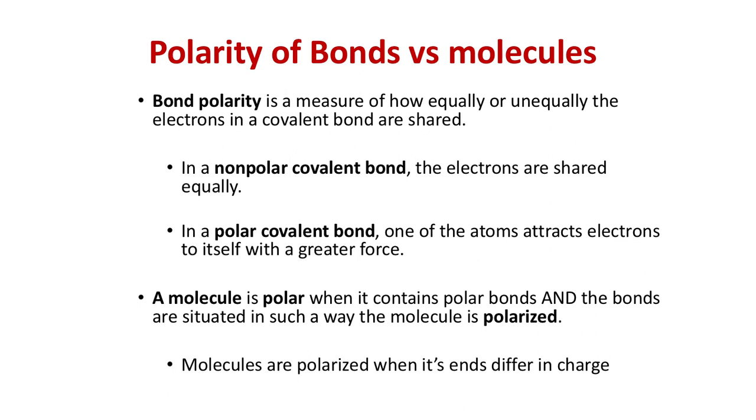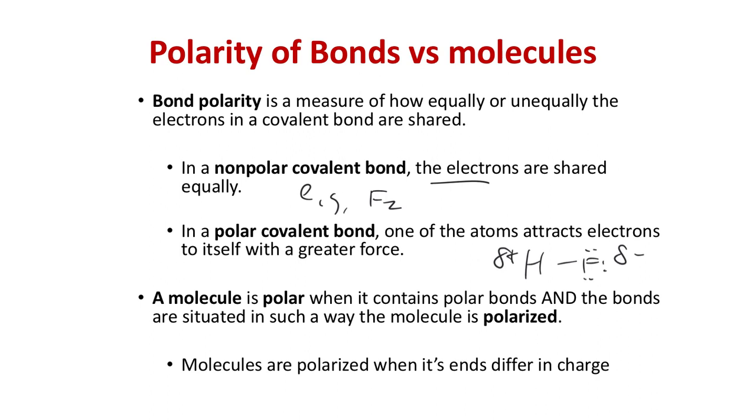This is from chapter 8. In nonpolar covalent bonds, the electrons are shared equally, like F2. And in polar covalent bonds, one of the atoms attracts the electrons to itself with a greater force, something like HF. And we get the partial negative and the partial positive.